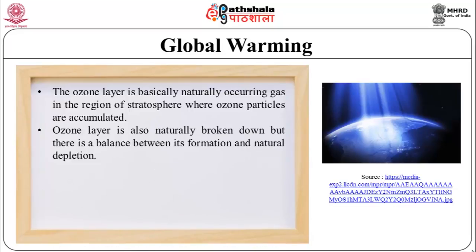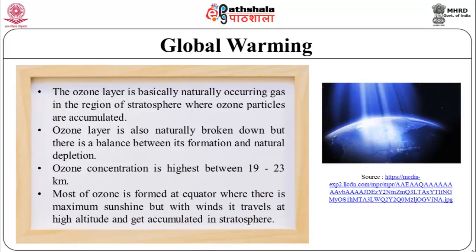Ozone layer is also naturally broken down, but there is a balance between its formation and natural depletion. As a result, the total amount of ozone remains constant. But ozone layer thickness varies with altitude and seasonal change. Ozone concentration is highest between 19 to 23 km. Most of ozone is formed at the equator where there is maximum sunshine, but with winds it travels to high altitude and gets accumulated in the stratosphere.